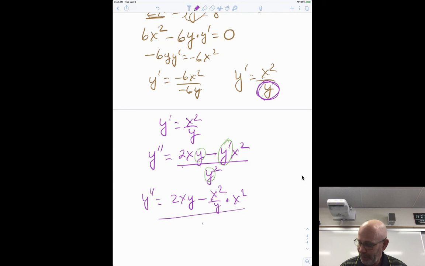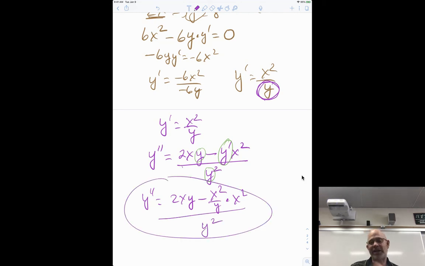Don't worry about simplifying these problems. I don't care. Simplifying is just extra work. I know you got a lot to do. Anytime you take derivatives, just go ahead and take the derivative and don't worry about simplifying.